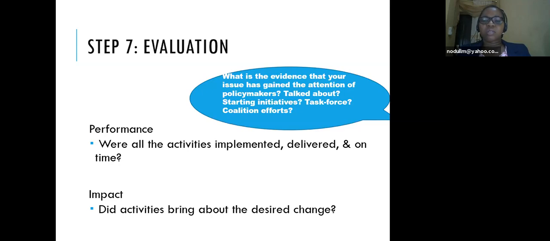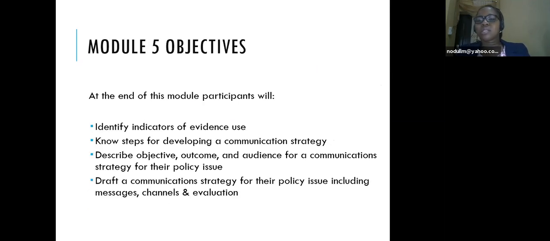Monitoring and evaluation to see that our issue has gained the attention it requires of the policymakers. We see that it's being talked about. We see that initiatives are springing up here and there because of our evidence presented. To see that task working groups are being set up. To see that communication efforts are bringing a coalition of parties together to begin to look closely at the issues we have presented. So this will give us performance and this will give us impact, how activities that we have designed will be bringing about the desired changes.